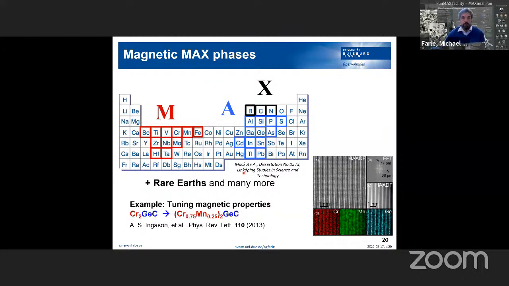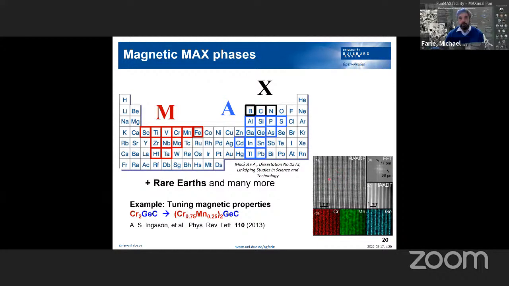And this is mostly based on studies in Linköping, who I say are the pioneers of all this research, together with Michel Barsoum on the transatlantic side. And I would be happy if the Russian community would help us in Krasnoyarsk to continue with this research. So we want to tune the magnetic properties.